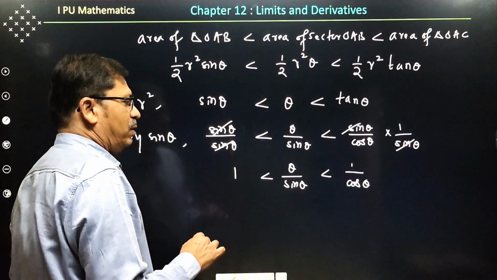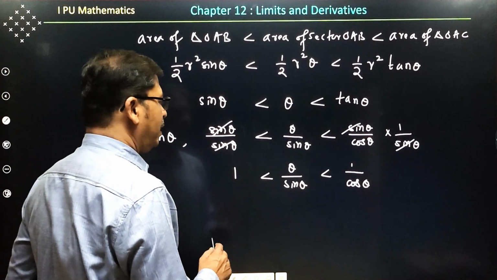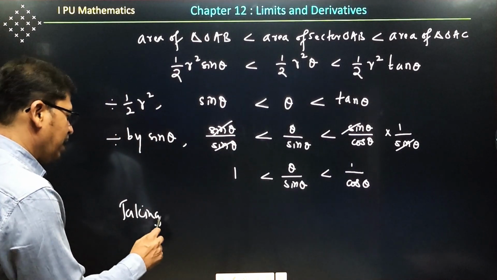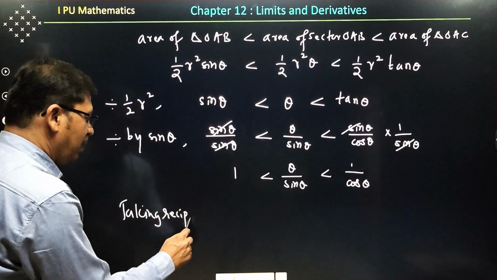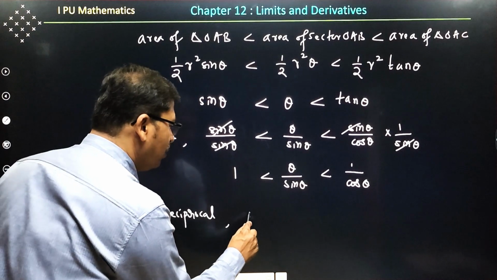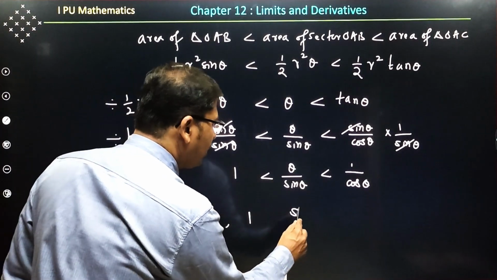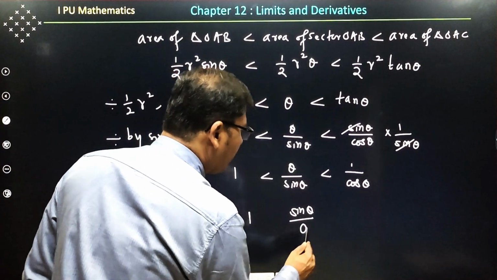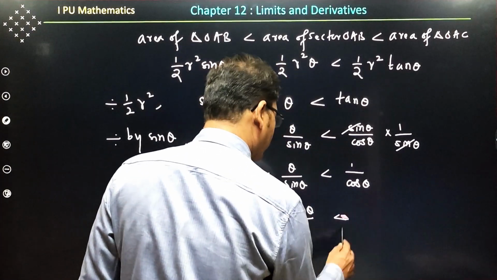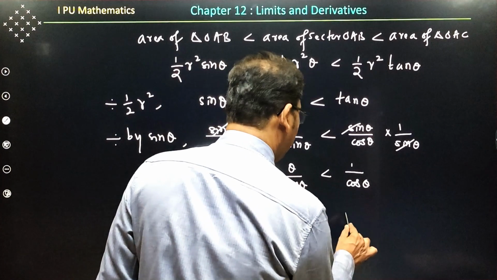Taking reciprocal. If you take the reciprocal, 1 by 1 is 1 only. But theta upon sin theta becomes sin theta upon theta here. And then 1 upon cos theta becomes only cos theta here.